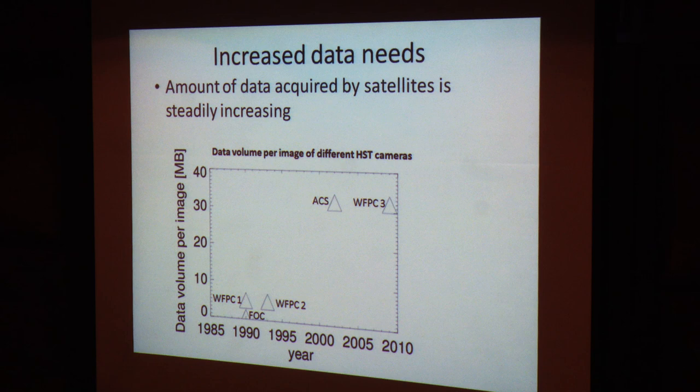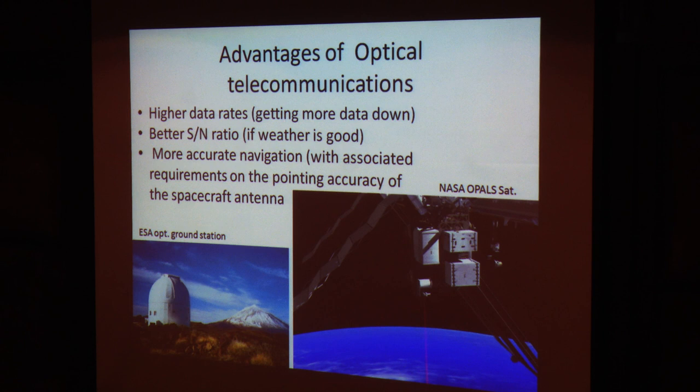So one motivation to go to optical is certainly that one can get higher data rates to get more data down, and also a better signal-to-noise ratio, at least if the weather is good. One limitation, of course, is that optical is more sensitive to weather conditions than radio waves. And also, the navigation would become still much more accurate. While it was, for example, possible with radio and together with this delta-DOR to navigate a spacecraft around the comet, you could really, especially also between different spacecraft, get much better navigation accuracy if you could go to optical telecommunications. And I stop at this point, and Susanna will then compare a little bit more between radio and optical.